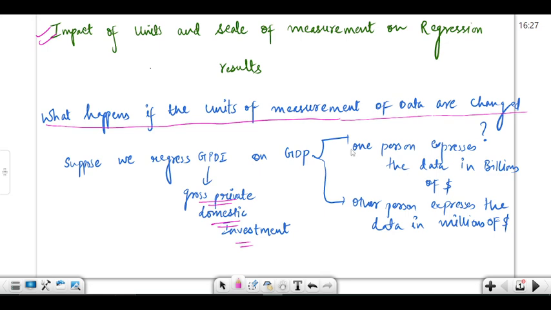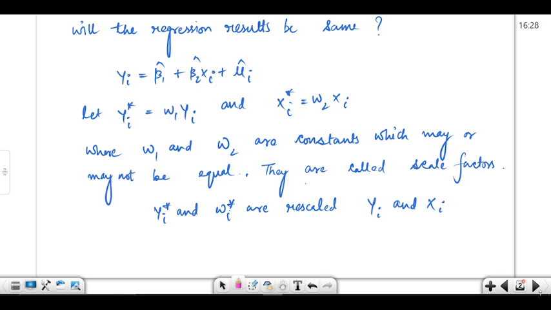So how is that impacted if one person expresses the data in billions of dollars? We have two researchers, first and second. The first researcher is expressing the data of the GDP and the GPDI in billions of dollars, and the other person is expressing the same data in millions of dollars. We'll try to see if this changes the results that we get. There might be no change, so we'll see what happens. This is the question that we'll answer: will the regression results be the same?